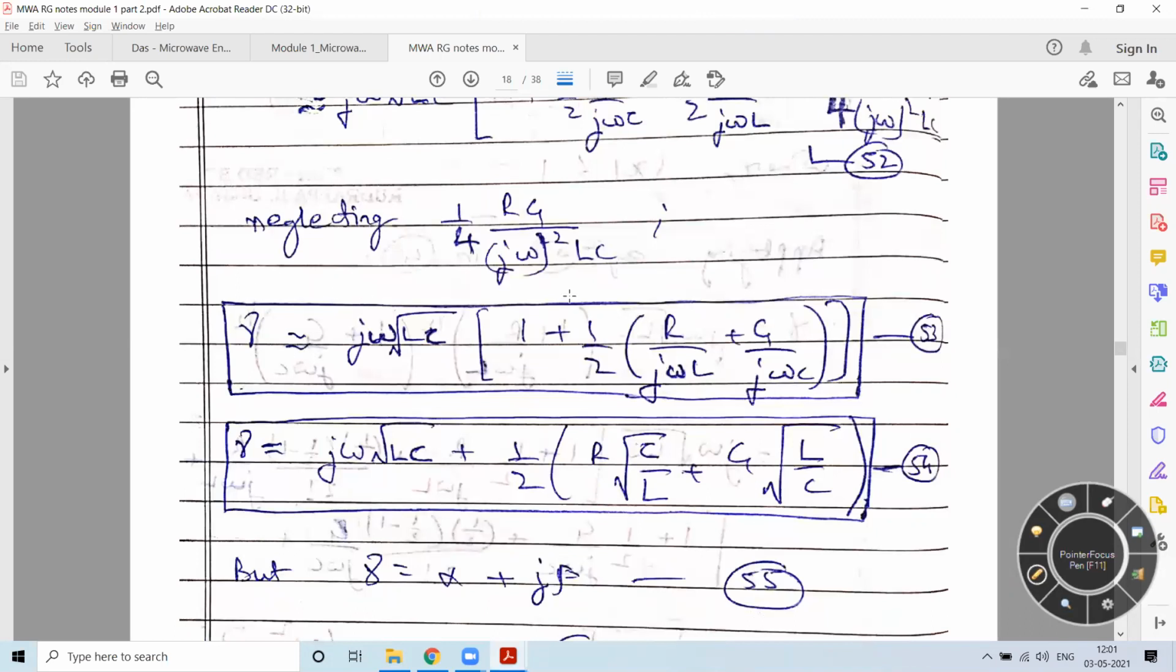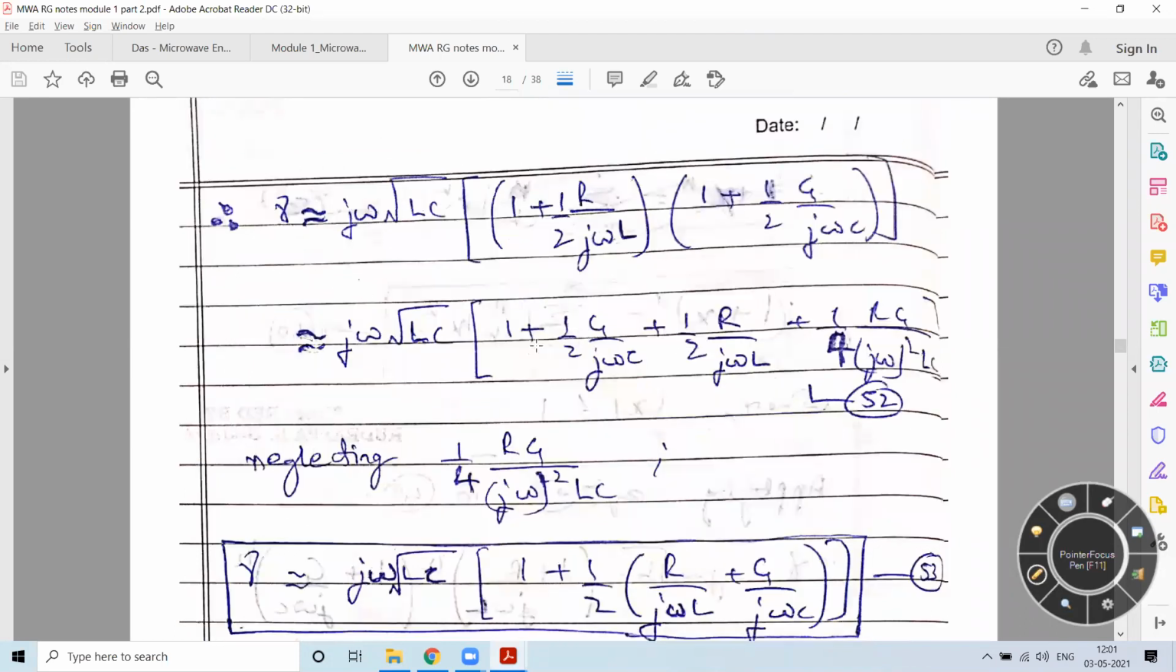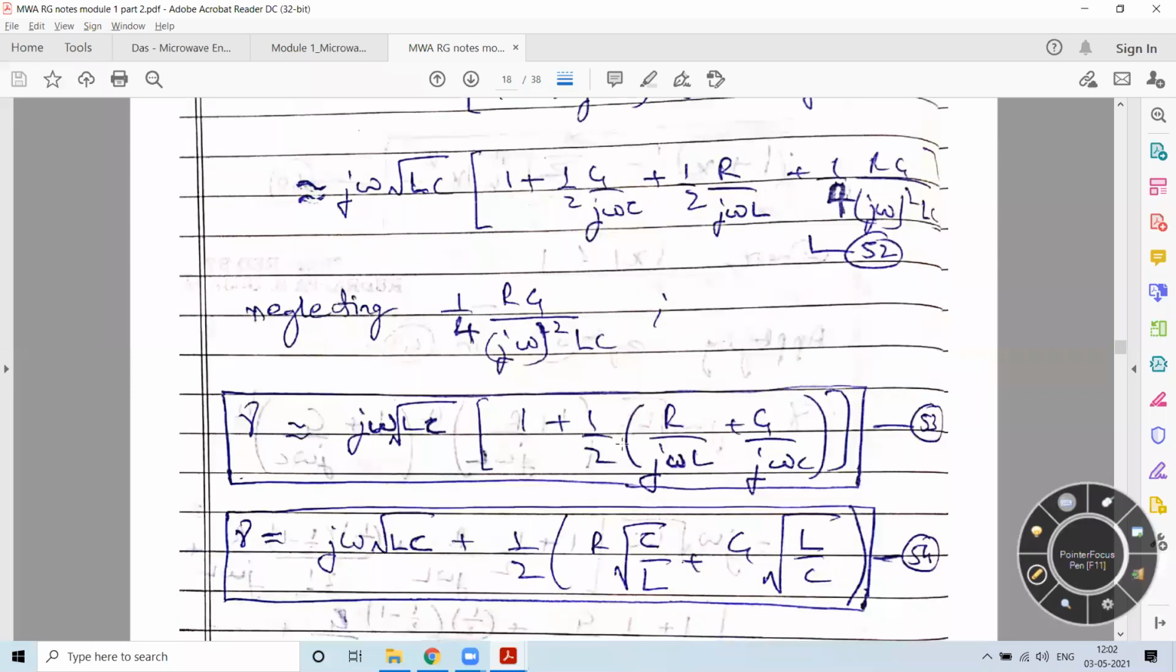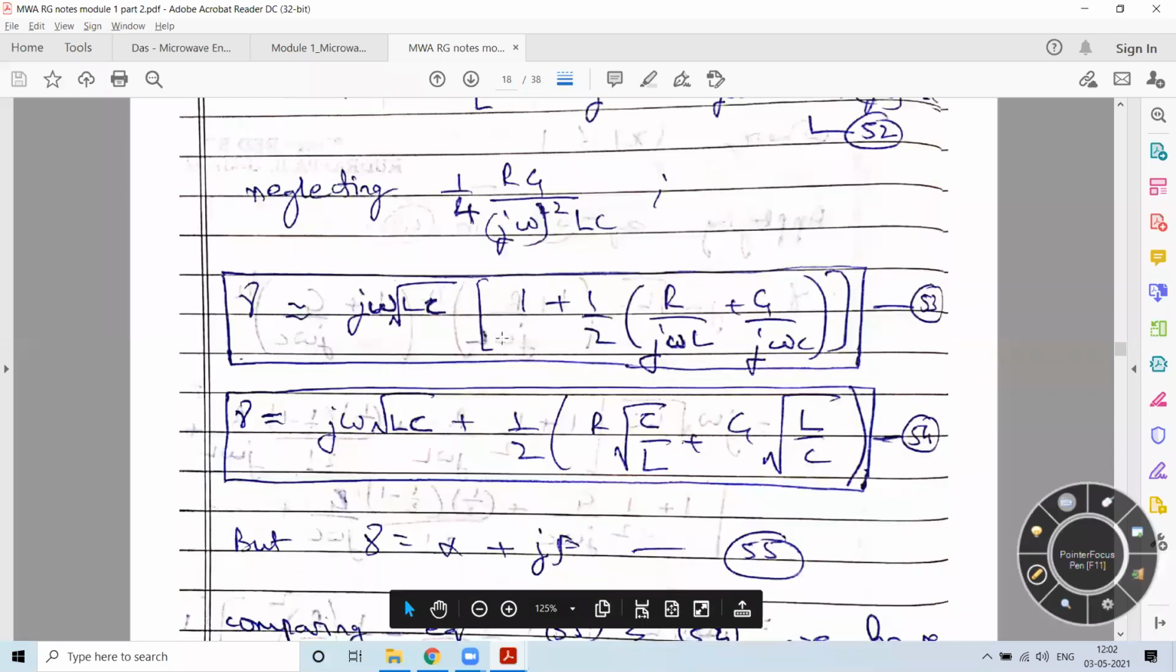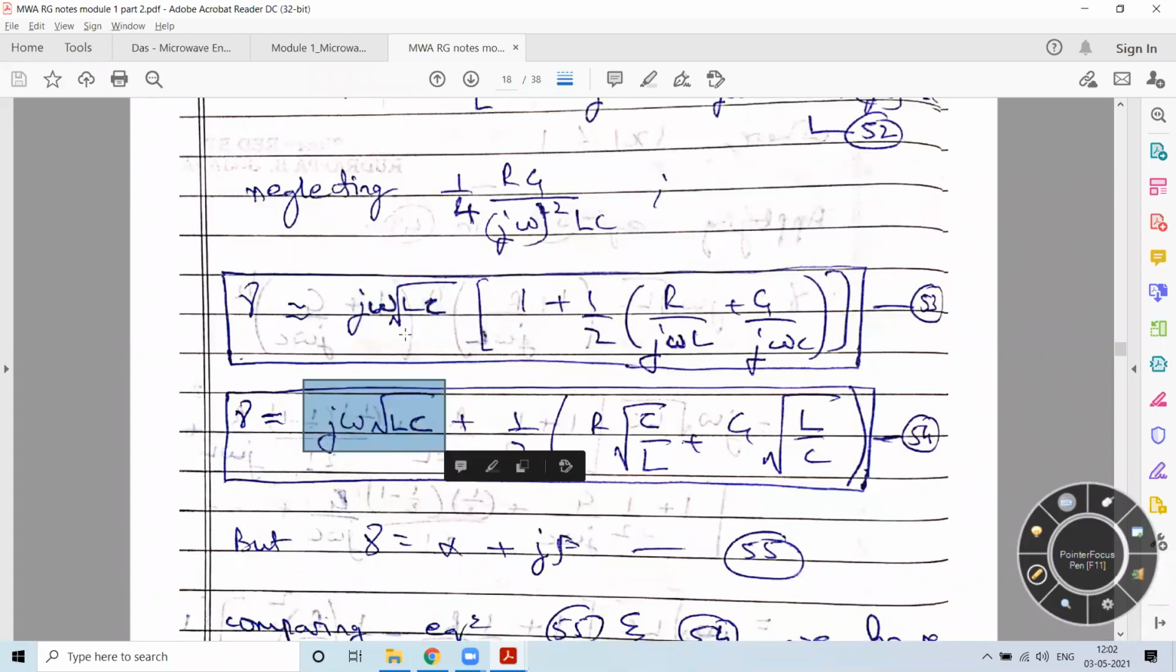Since we neglect that parameter and simplify this, half is common, j omega is common. So I end up with j omega into square root of LC into 1 plus half into R by j omega L plus G by j omega C. When I simplify this still further, what I have is j omega into square root of LC multiplied with 1, which gives j omega into square root of LC.